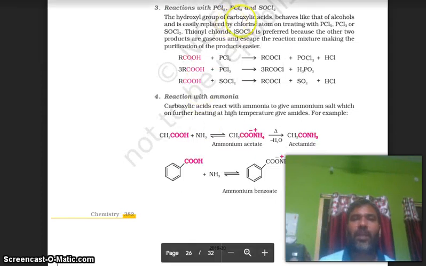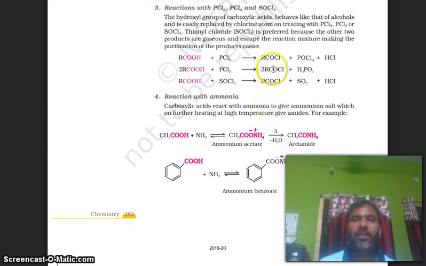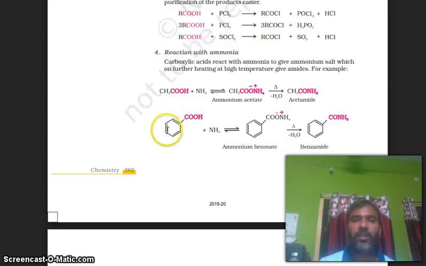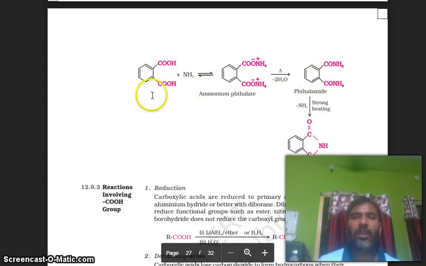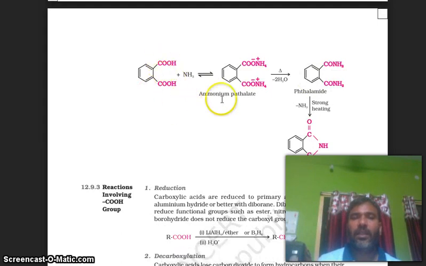Reactions with PCl5, PCl3 and thionyl chloride will give the acyl halides from acid. Reaction with ammonia: if we have acid and react with ammonia, it gives ammonium acetate and further reaction gives acetamide. Ammonium benzoate and benzamide, you see phthalic acid, this ammonium phthalate and phthalamide, and this is phthalimide.